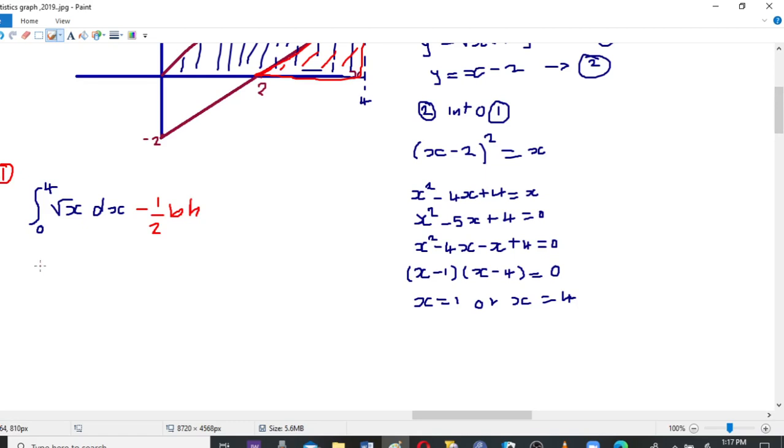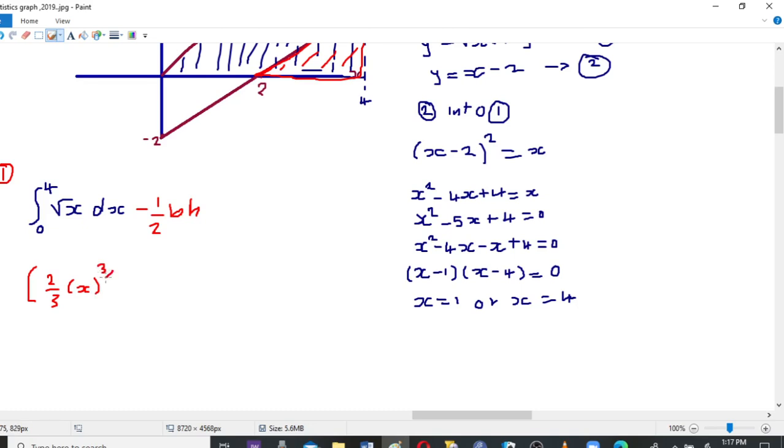We can go ahead and integrate this part. If we integrate this part, we are going to have 2 over 3, open bracket, x. What are you going to have here after integrating?